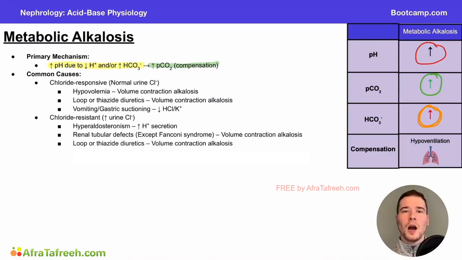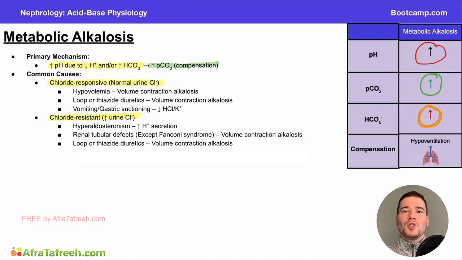So now let's talk about some common causes that can cause a metabolic alkalosis. Notice I've broken it up into two categories here. We have chloride responsive, which would have a normal urinary chloride, and chloride resistant, which would have an increased urinary chloride. Why does this matter? This matters because it helps us think about what are the treatment options that we have. Things that are chloride responsive are going to improve if we give the patient sodium chloride, NaCl. However, causes that are chloride resistant are not going to improve if we give them an administration of NaCl.